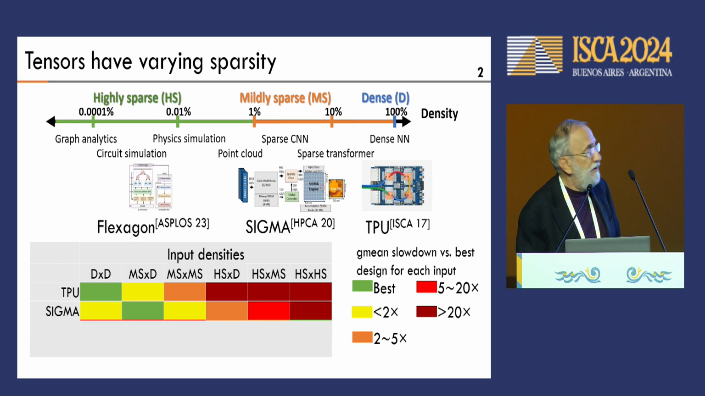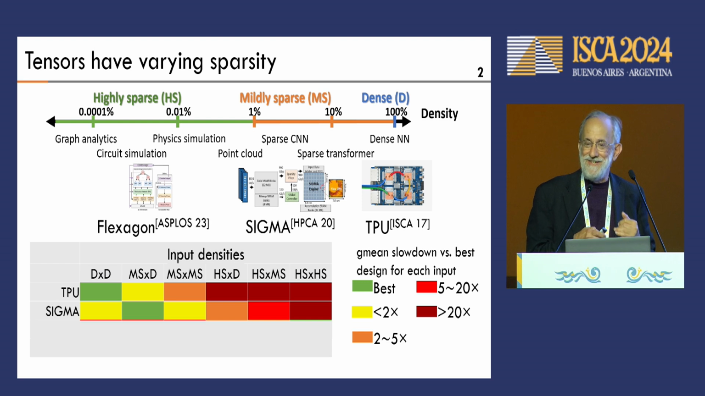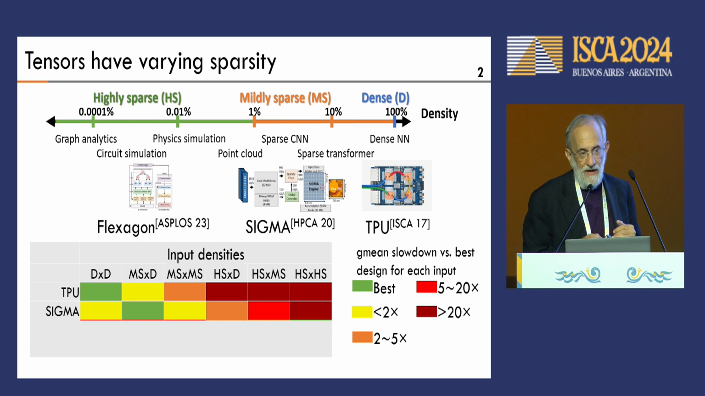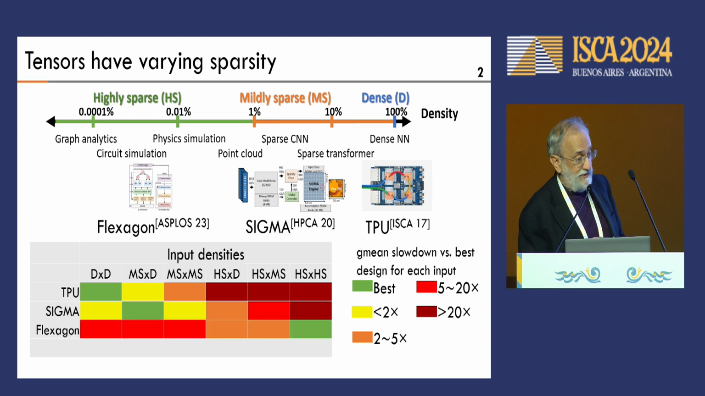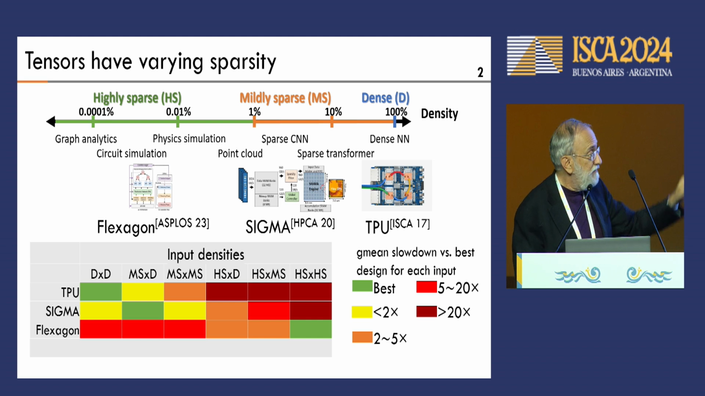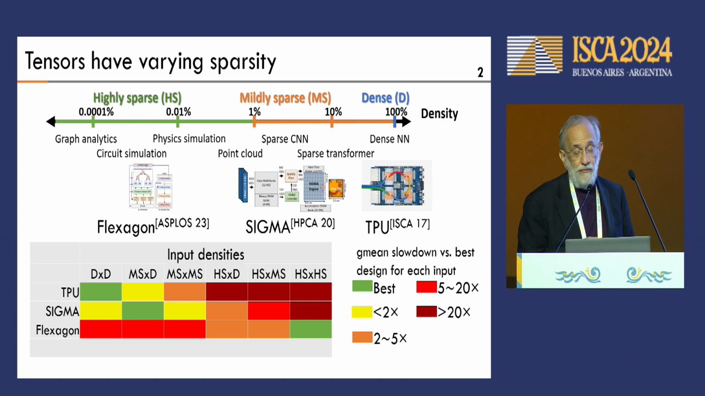And finally, another design co-authored by your session moderator is Flexagon. Flexagon appears to have been designed primarily for handling highly sparse computation. If we look at its temperature chart, for highly sparse times highly sparse computations, it does very well. But as the density increases, it's further and further away from the optimal design.